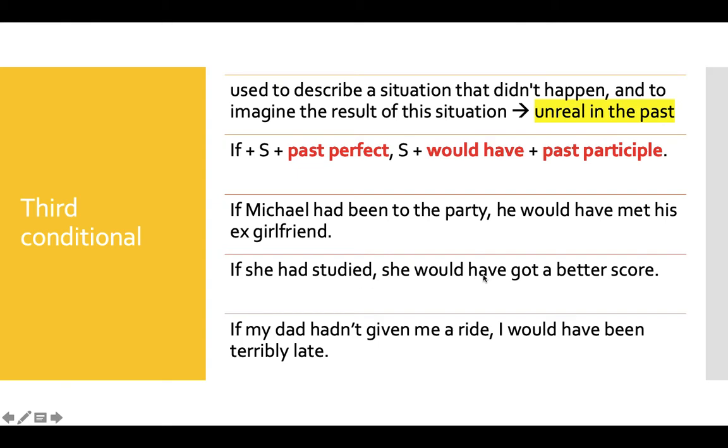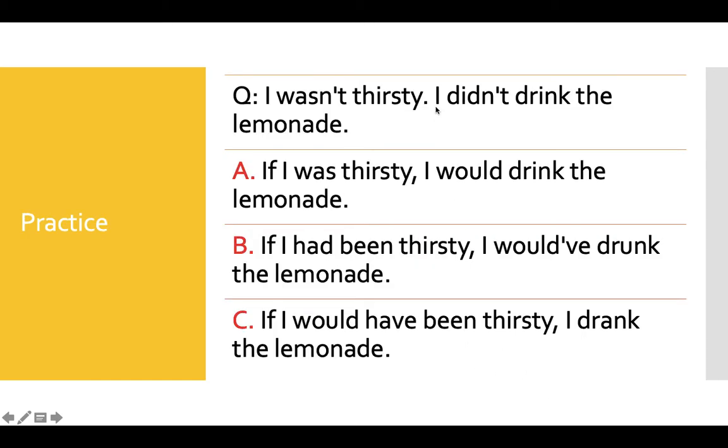If she had studied, she would have got a better score. My question is, did she get a good score? No. And this is exactly why we are using a third conditional to talk about the opposite of the past. And number 3, if my dad hadn't given me a ride, I would have been terribly late. Then was this person late? No. But we use the third conditional to talk about what might happen if your dad didn't give you a ride. So, some quick questions.